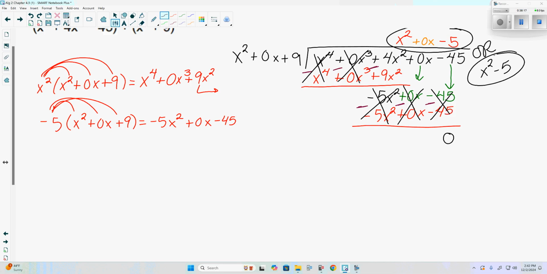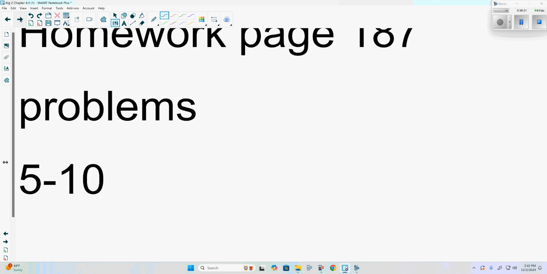The assignment, the massively long assignment, is 5 through 10. 6 problems.